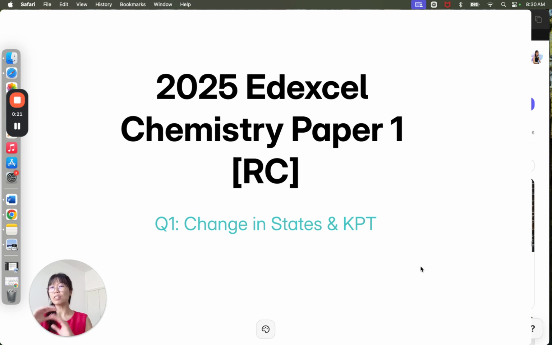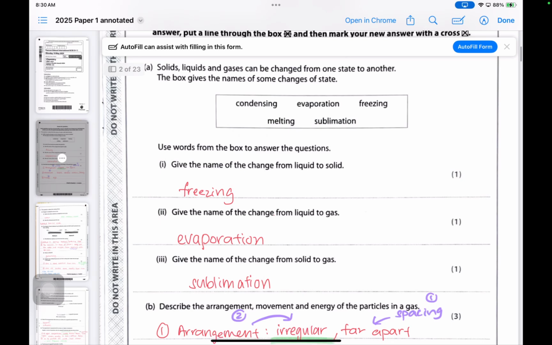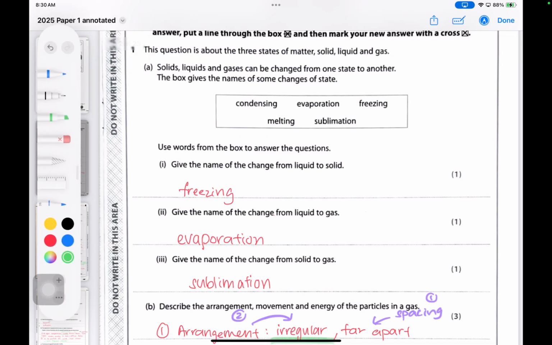Okay, so question 1 is really easy, 6 marks, and I'm going to dive into it. It is on change in state as well as kinetic particle theory. So that's essentially the first chapter that you're learning in chemistry. So 6 markers here, and very nicely they have given us the names of the change in state. So for change in state, we always have solid, liquid and gas. You do need to know the conversion between them.